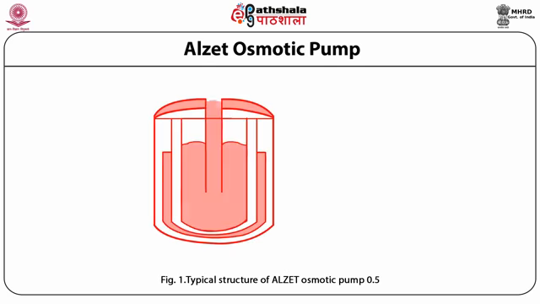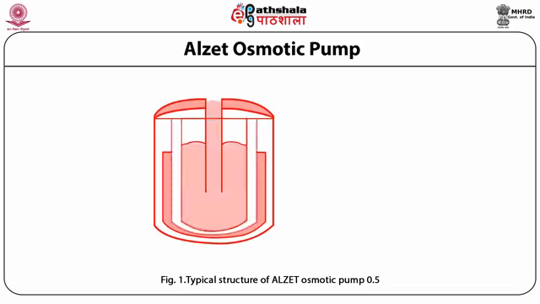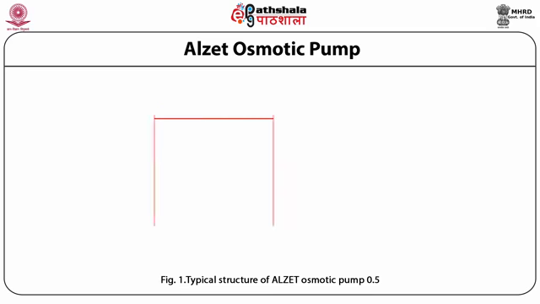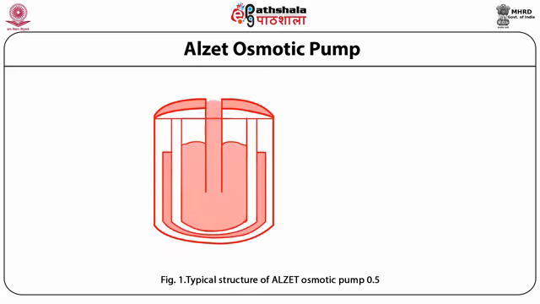Students, in front of you is a typical structure of an ALZET osmotic pump. You can see the different sections as just explained, which consist of the removable cap. It then has an impermeable reservoir wall. Then you have the osmotic pump. The outer one is the semi-permeable membrane through which the water enters. Then you have the reservoir. The drug solution leaves through this reservoir after the pump is activated.